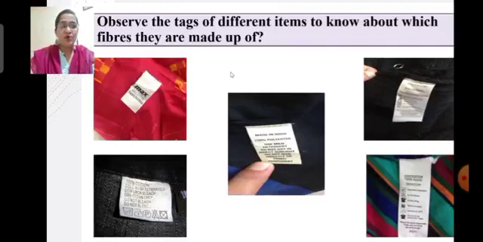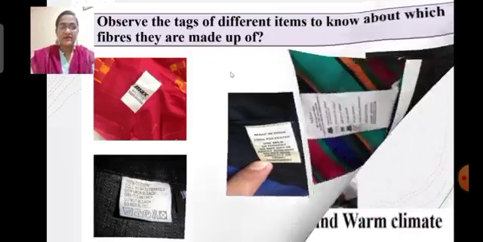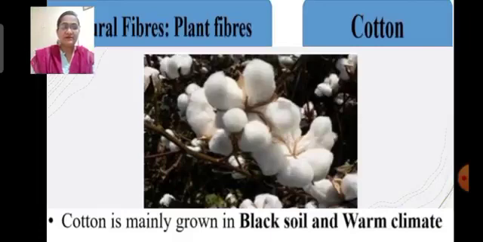If you want to know about the different types of fibers, try to observe the tags of different items at your house to know which fiber they are made up of. You will notice that some are made up of 100% cotton, while some are made up of 100% polyester. Some are made up of acrylics or some are made up of wool. Now we will study the plant fibers in detail.